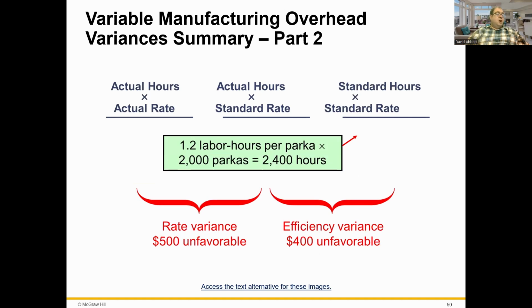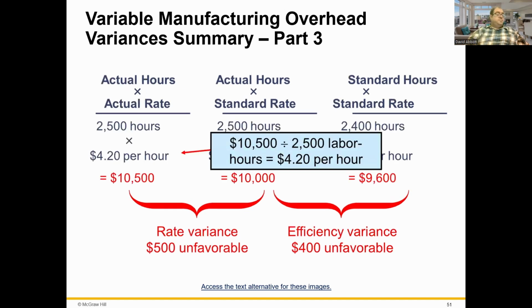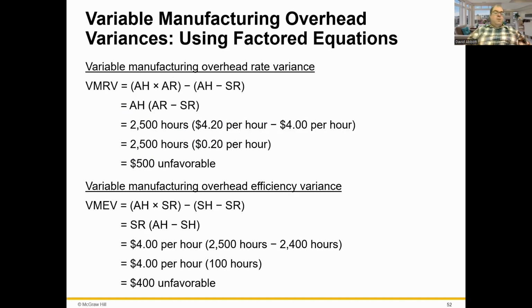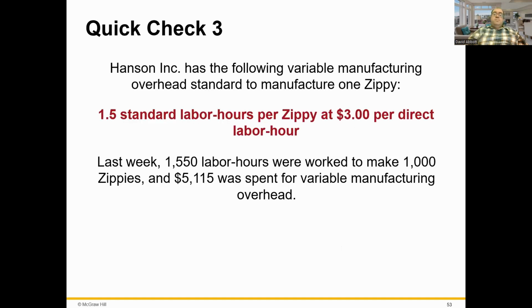And some supporting and additional computations. The standard quantity of 2,400 labor hours is computed as shown. So we use 1.2 hours per parka times 2,000 parkas. Should have been 2,400 hours that we would use. The actual price of $4.20 is computed as shown. So you have 10,500 divided by 2,500 direct labor hours, which is what they used, which gives us $4.20 an hour. And then factored equations can also be used in order to calculate the efficiency and rate variances.